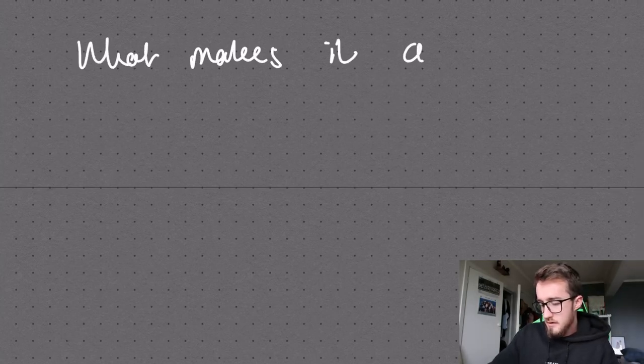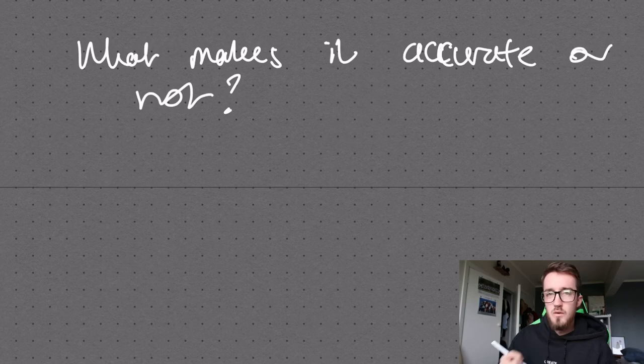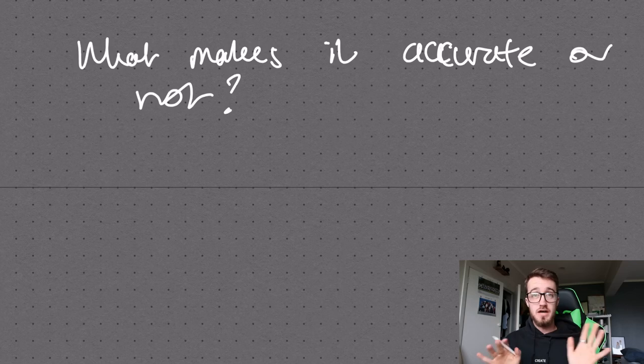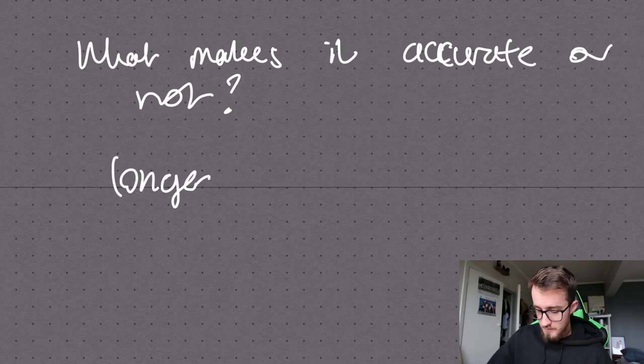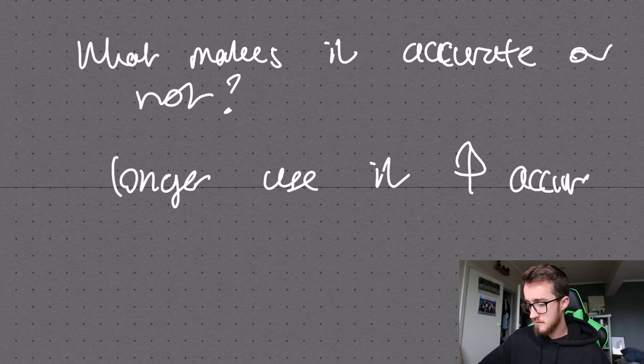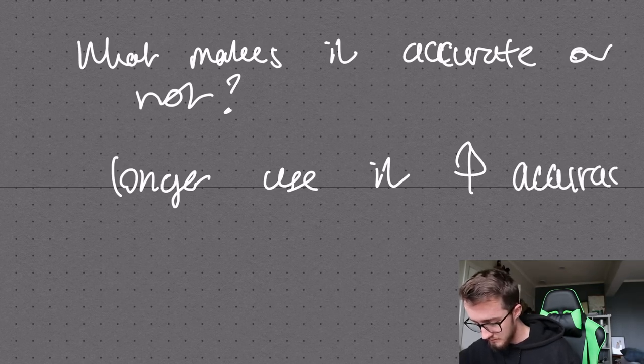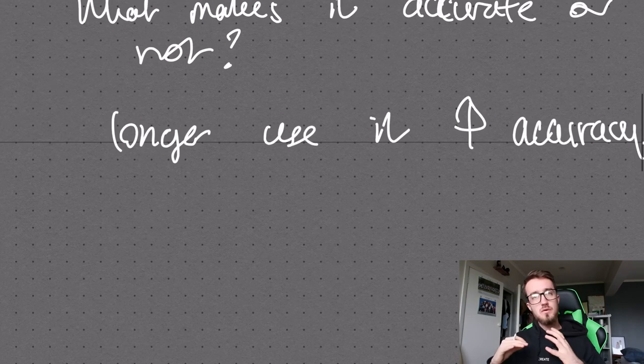And then what makes RPE accurate or not? So what makes you able to actually do anything with this? What makes it so you can actually perceive how far you are from failure? So in general, the longer you use it, you increase your accuracy. Sorry for my terrible handwriting. But the longer you use it, accuracy. And so we call that sort of like an anchoring.